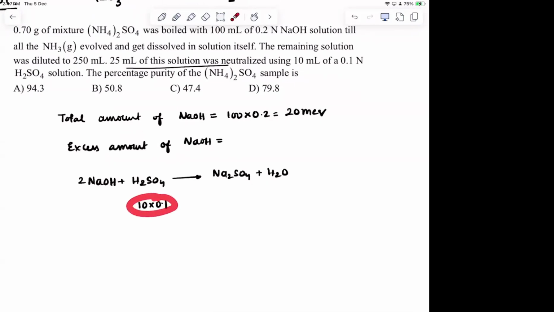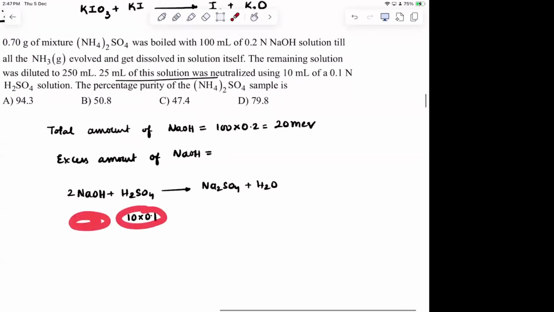So the same milli equivalent should be present for NaOH also. So milli equivalents of NaOH that was used here will be 10 into 0.1, so 1 milli equivalent. So 1 milli equivalent was used from 25 ml. But for 250 ml, how much was it? Because it was diluted to 250 ml, correct?